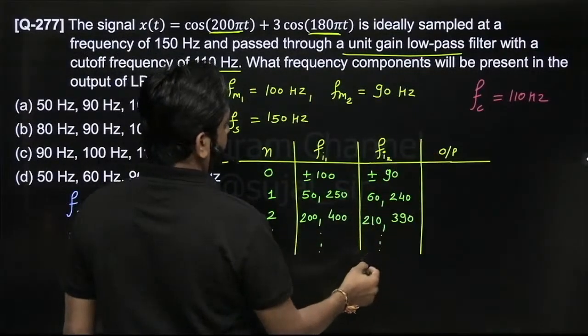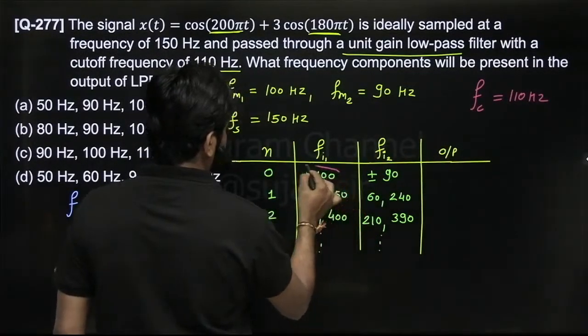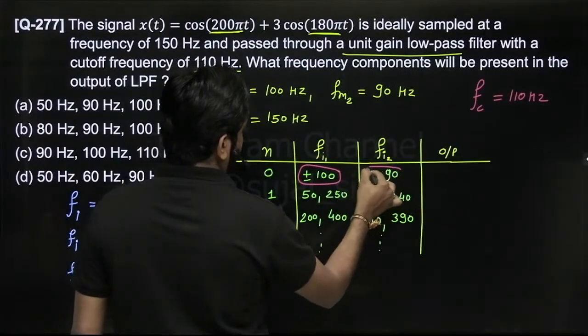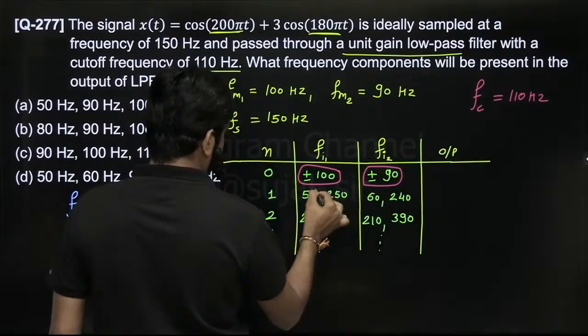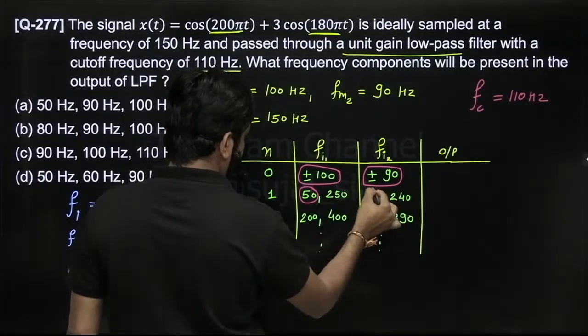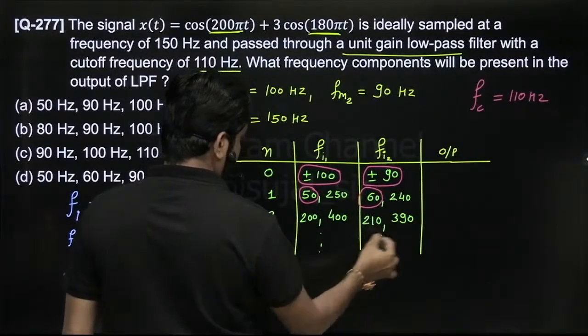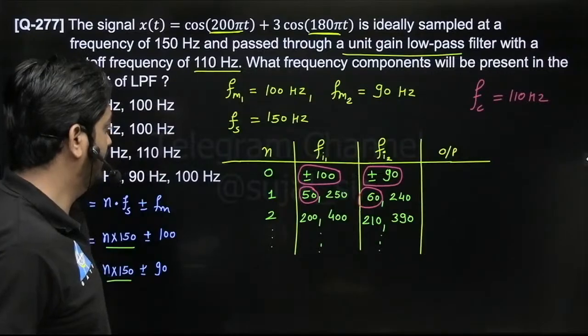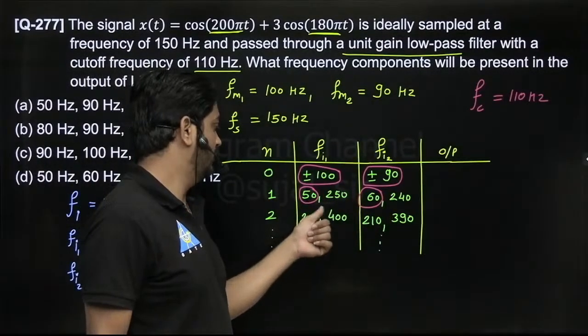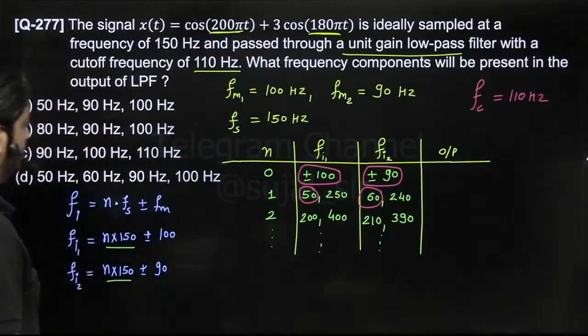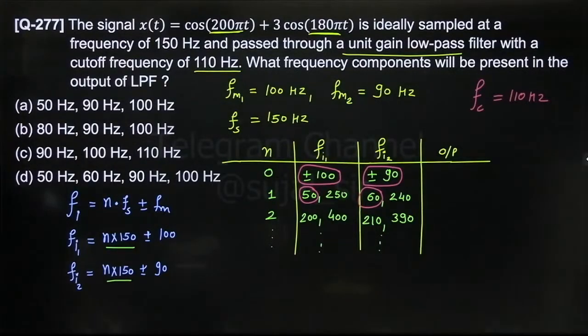So 100, correct? 110. So this will pass. This also will pass. 50 will pass. 60 will pass. Then the remaining all will be rejected: 250, 240, 200, 400. Okay. So 100, 50 and 90.